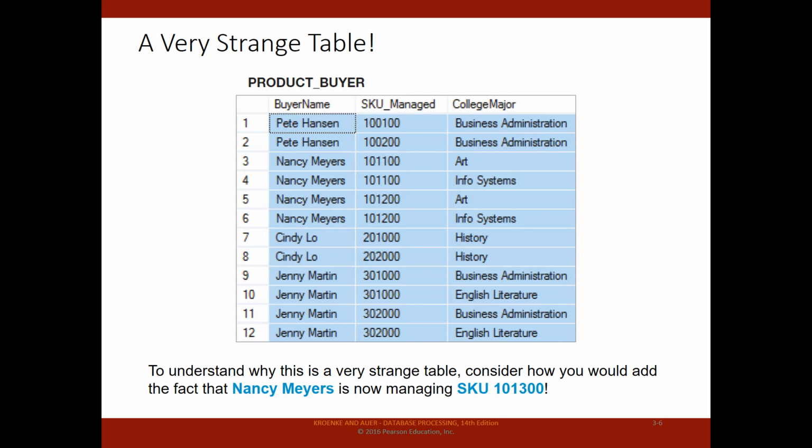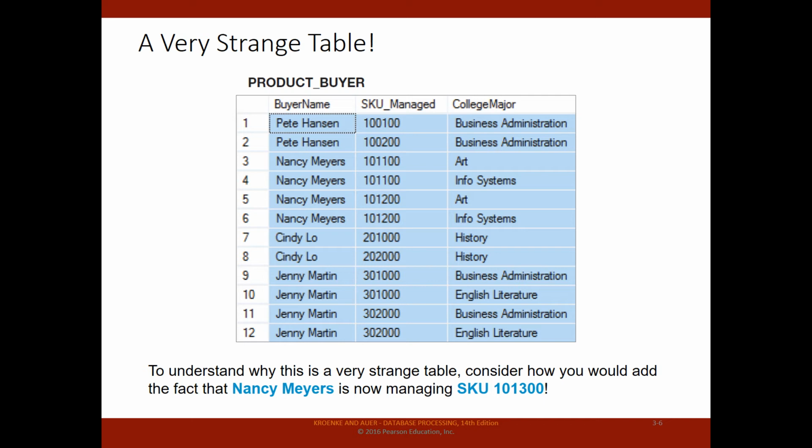For every buyer name, we have the product number that they are managing, and also their major. If you look at Nancy Myers, she is managing product 101, 100, and 101, 200. She is managing those two products, but she has 4 entries because she has 2 majors, and we need to repeat those 2 majors for every product she manages. That is so much unnecessary redundancy.